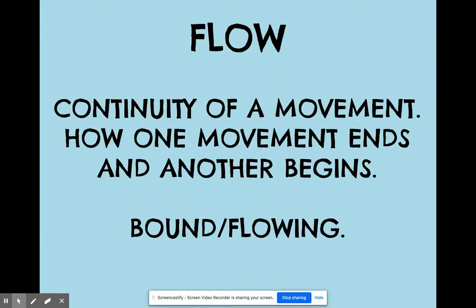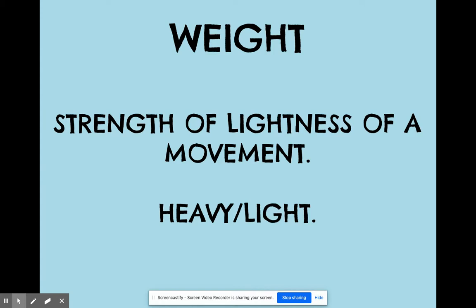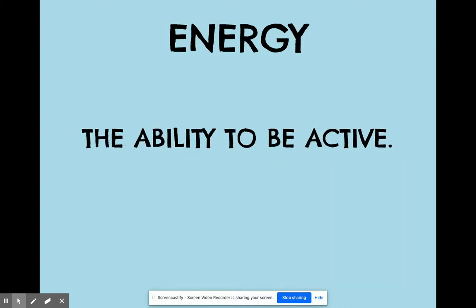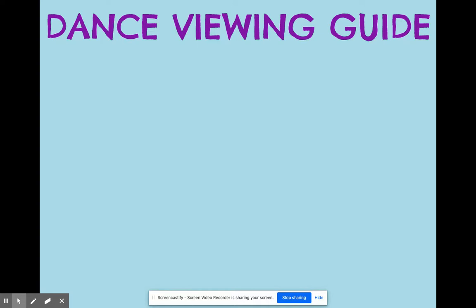The flow is the continuity of a movement, how one movement ends and another begins. So if you're doing the robot dance, where there's no flow between the movements, that would be called a bound dance. Flowing would be like the wave that you do at a concert. Weight is the strength or lightness of a movement. So it's either a heavy movement or a light movement. Energy is the ability to move, right?